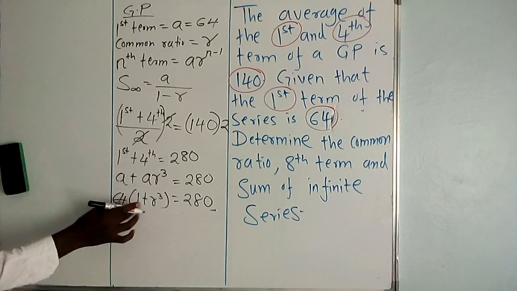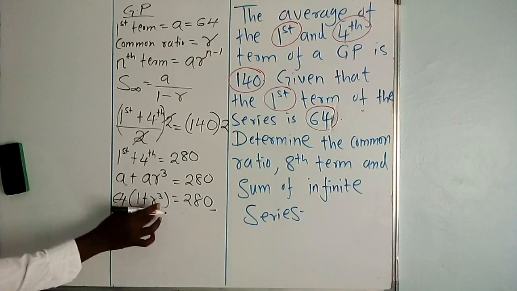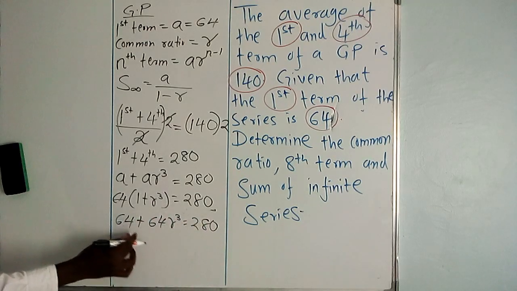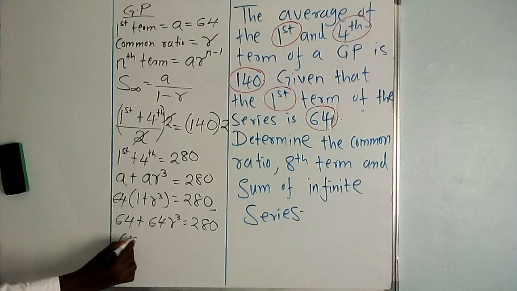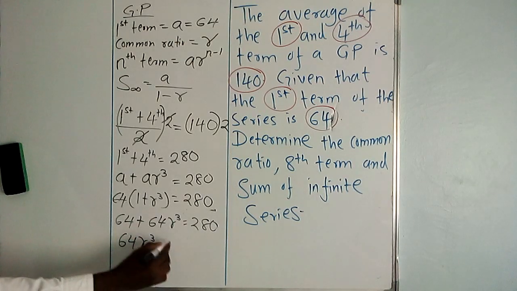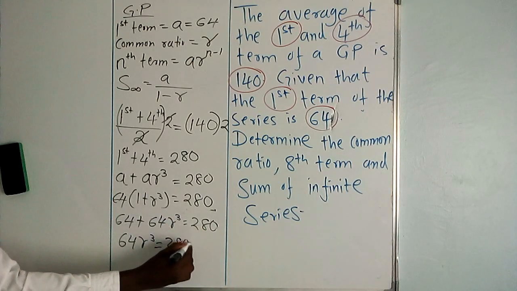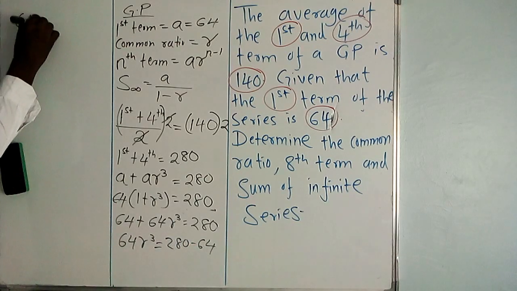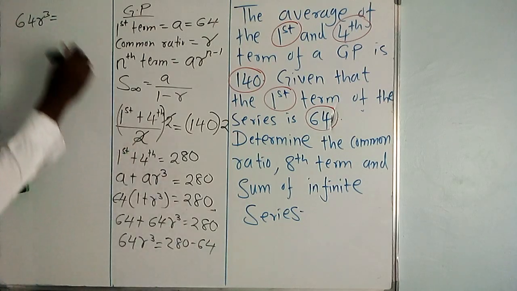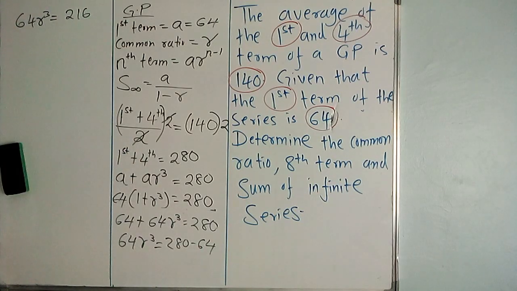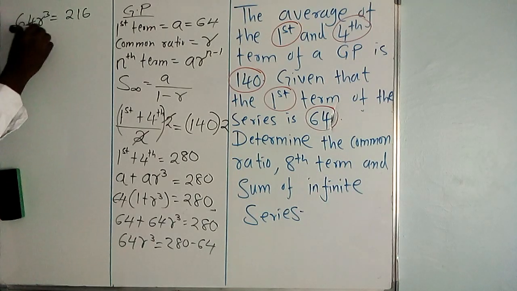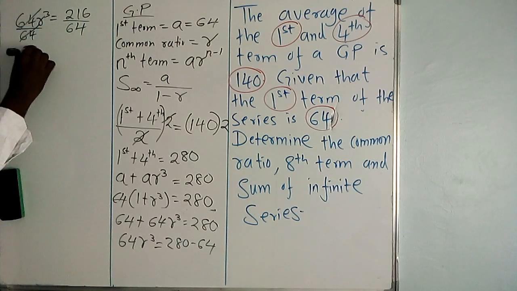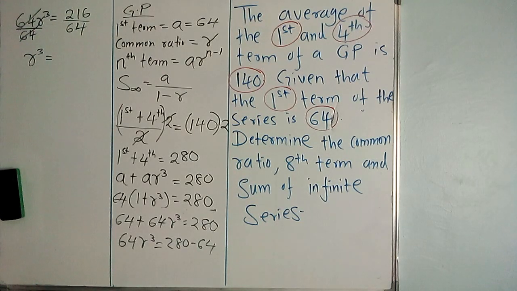So 64 times 1 is 64, plus 64 R cubed equals 280. We want to remain with R cubed, meaning this 64 must go to the other side of the equation. So we remain with 64 R cubed equals 280 minus 64. What is 280 minus 64? 216. Then after that, we divide by the coefficient of R cubed to get R cubed. We divide both sides by 64. So we have R cubed equals 216 divided by 64.